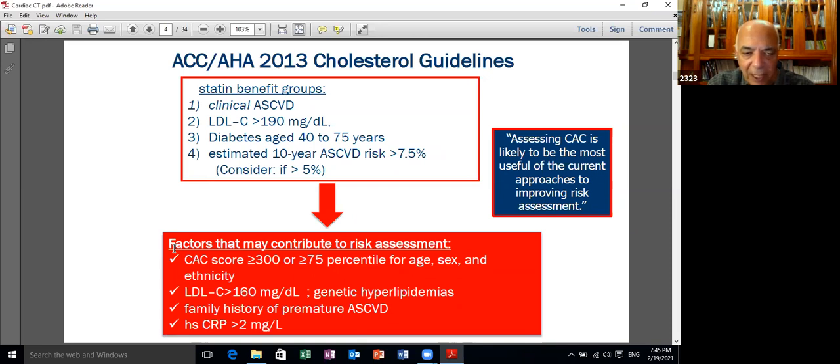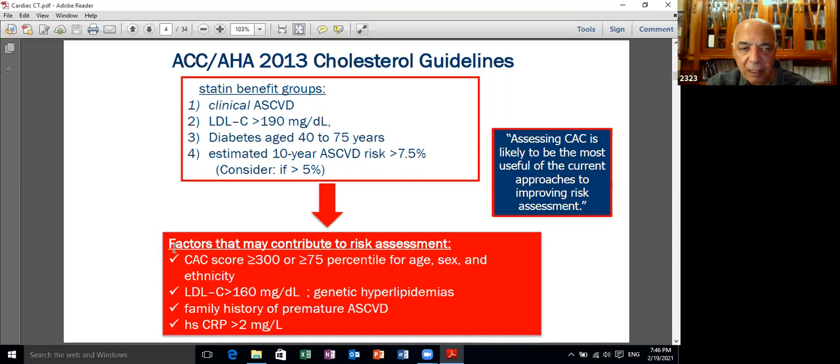Or if LDL is above 160, or there is any form of genetic hyperlipidemia, or there is a family history, and if there is a high-sensitivity CRP above 2 milligrams per deciliter. Other factors we mentioned before include chronic kidney disease, elevated lipoprotein(a), elevated triglycerides above 170, premature menopause, and inflammatory conditions like rheumatoid arthritis and HIV. So these are enhancers.